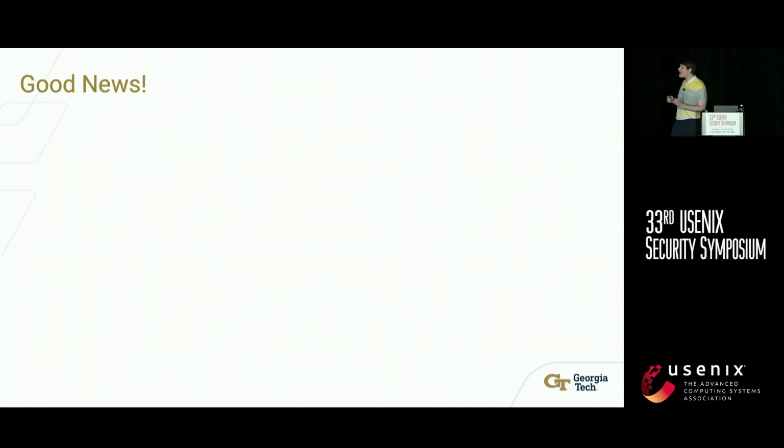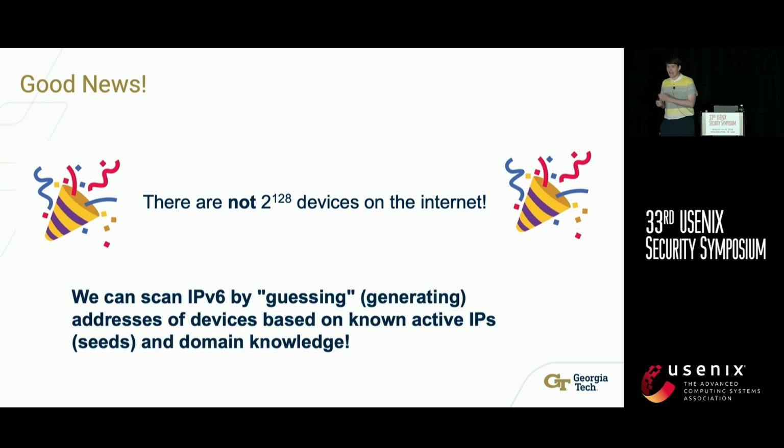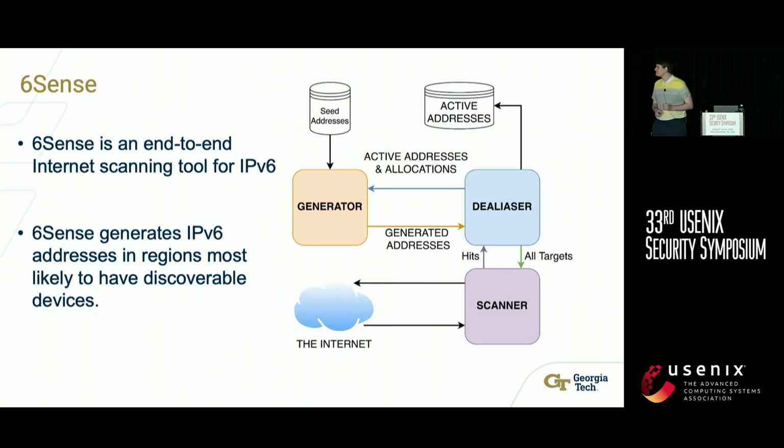It turns out there are not actually 2 to the 128 different devices. There are far, far, far, far fewer. And what we want to do when we're doing internet-wide scanning is find the devices on the internet, because those are the things that we can do interesting analysis on. So what we can do is guess which addresses correspond to devices on IPv6. We can do that using domain knowledge like RFCs and common patterns, and we can also do that using known IP addresses from sources like DNS lookups and traceroutes. That's what we did when we built 6Sense.